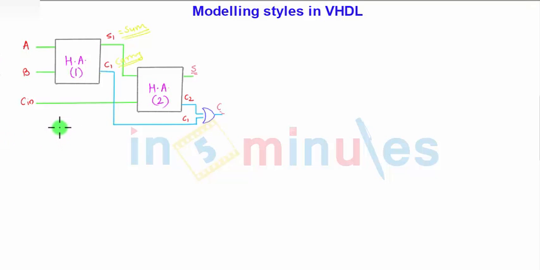This full adder is implemented with the help of two half adders, half adder 1 and half adder 2. The inputs are A, B and C in, that is nothing but the carry input from the previous addition of the A0 and B0 bits. If you are doing the nth operation, that is AN, BN, then the carry will be C n minus 1.